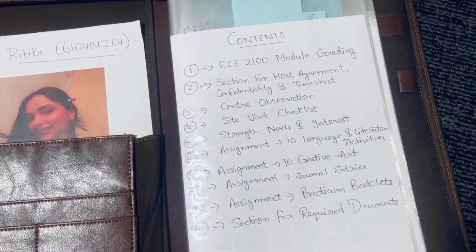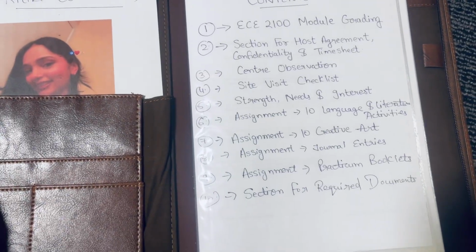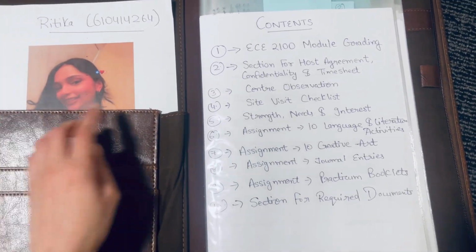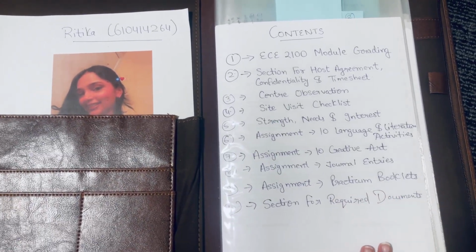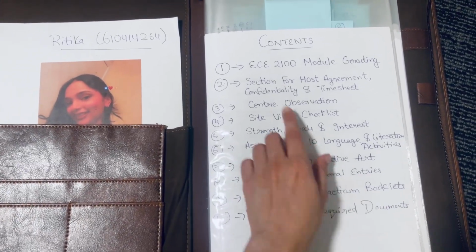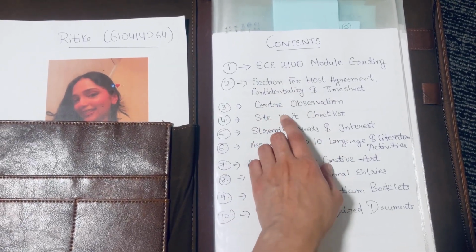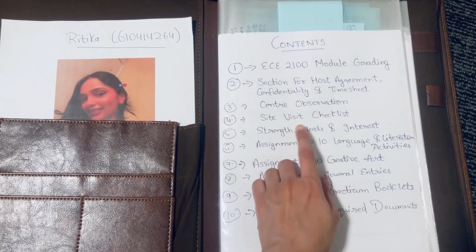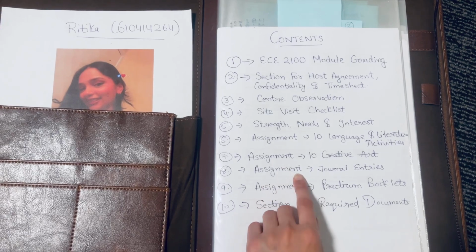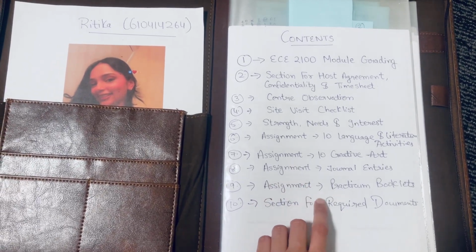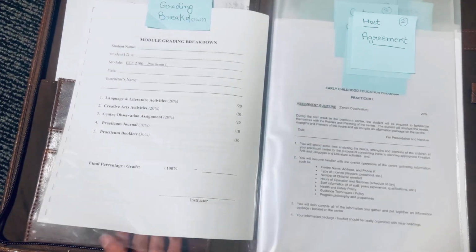So the first thing is contents, which shows the 10 different points which I'm including in my binder. For example, ECE 21 module grading, section for host agreement, center observation, site visit checklist, strength, needs and interest, assignments, 3 different assignments, and then practicum booklets, and then section for required documents.